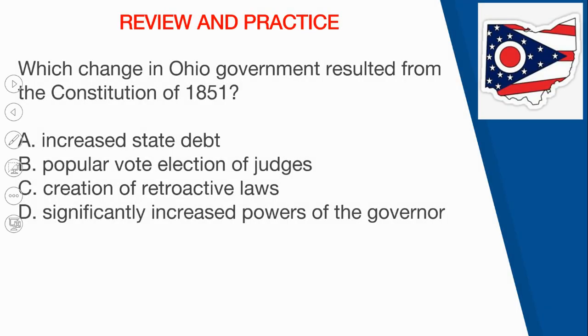Which change in Ohio government resulted from the Constitution of 1851? Do we increase our debt? No. Popular vote elections for judges? Creation of retroactive laws? That's a no. We don't want that. Or significantly increasing the power of the governor? Do we significantly increase? No. So the answer is going to fall back to B. Popular vote. So we get to vote for our judges.